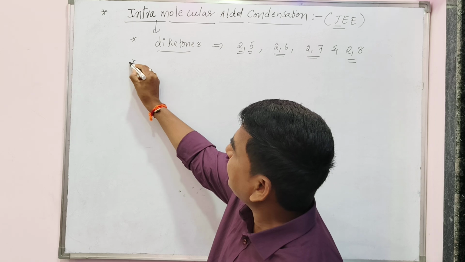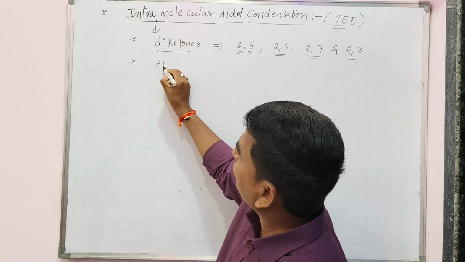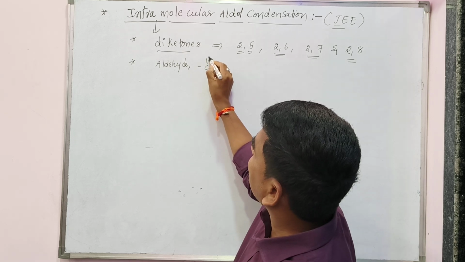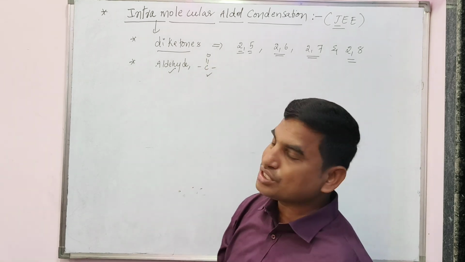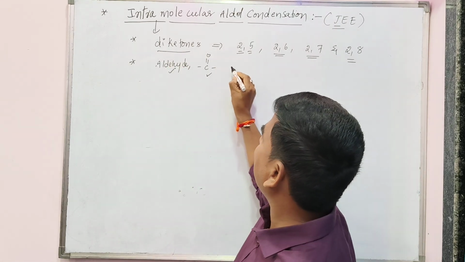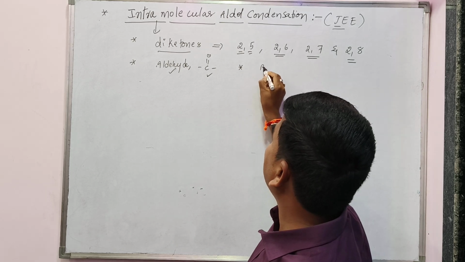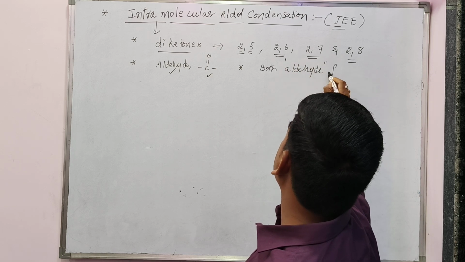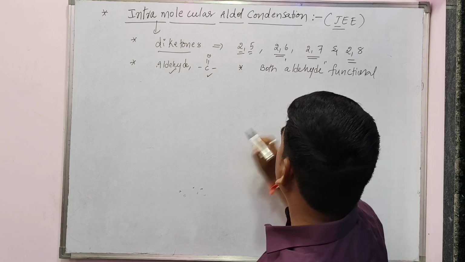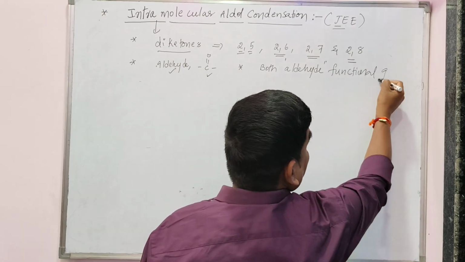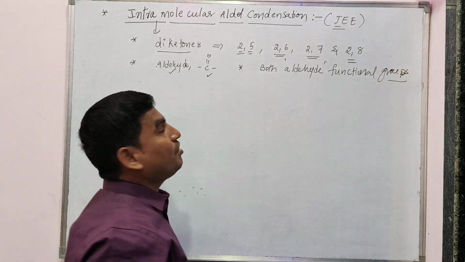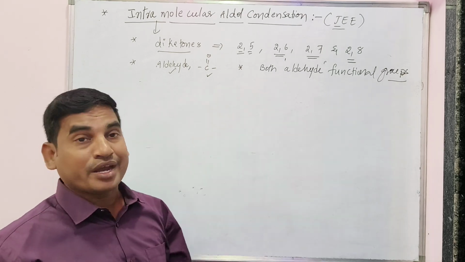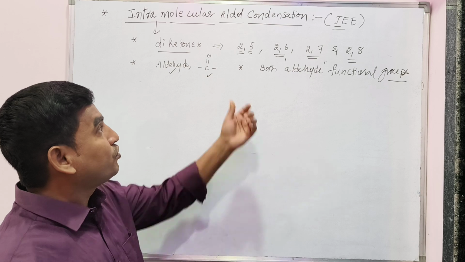And what is the other case? The second one is aldehyde and ketone: one aldehyde functional group and one keto functional group. This type of molecule also gives intramolecular aldol. And the third case is where both are aldehyde functional groups. This type of molecule gives intramolecular aldol condensations. But not all diketones, aldehyde-keto molecules and dialdehydes give aldol condensation. The position is very important.